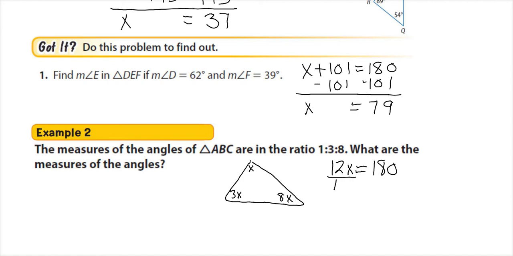We're going to divide by 12, and let's type that in just so we know we're right. So 180 divided by 12, and it came up to 15.